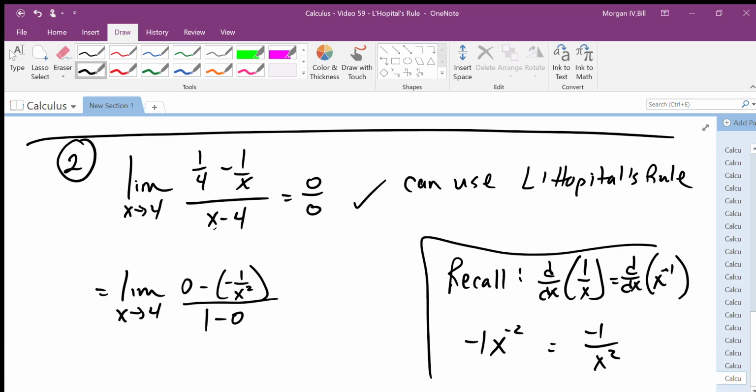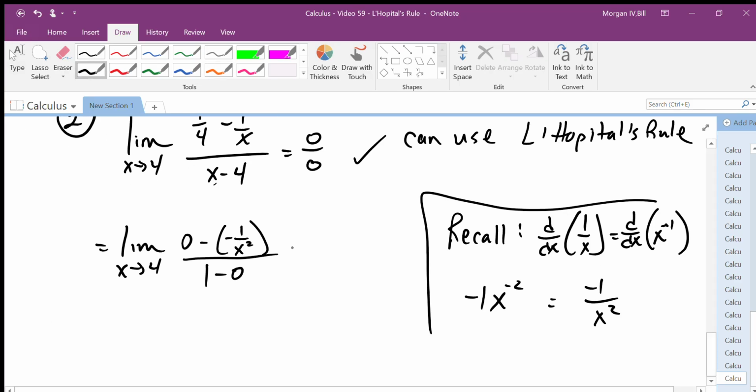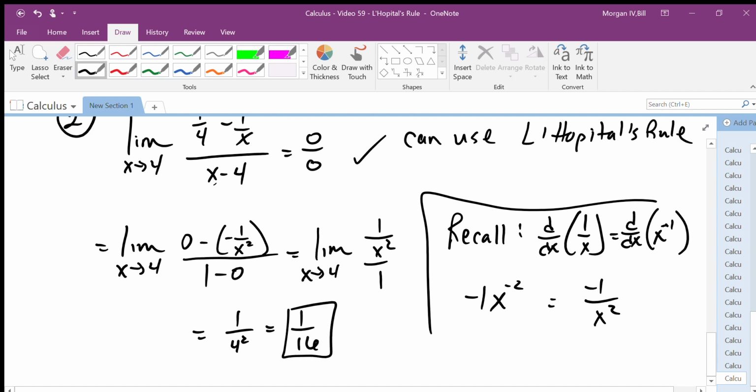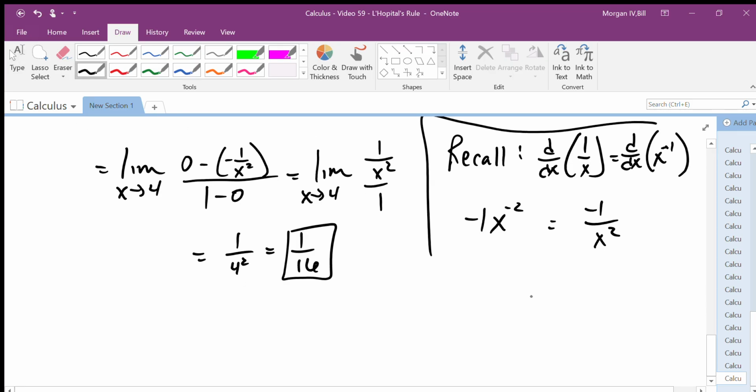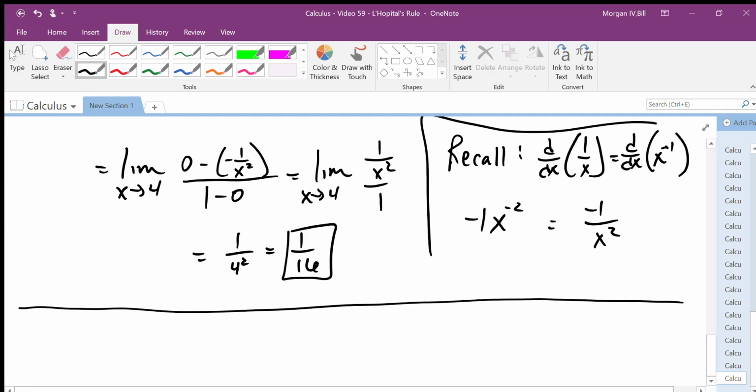All right, so this is equal to plus 1 over x squared. So we have the limit as x goes to 4 of positive 1 over x squared, over 1. Now let's go ahead and let x go to 4. And we get 1 over 4 squared. That is 1 over 16, which is the limit. Okay, so we like L'Hopital's rule. It speeds up our process for finding the limits in indeterminate form. Let's try another.